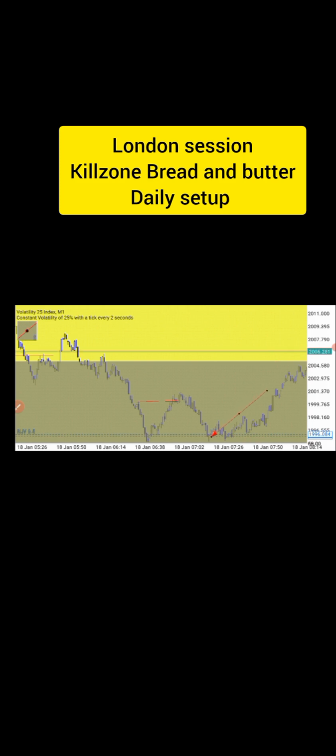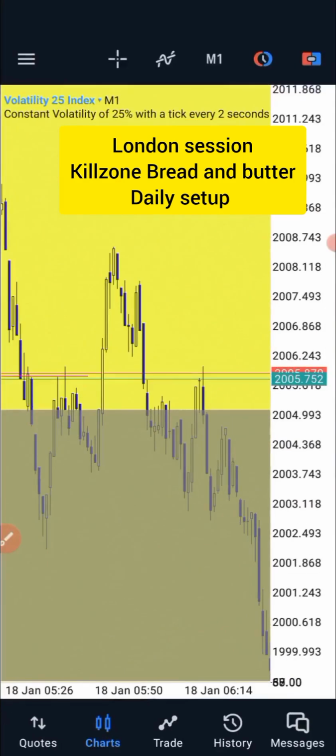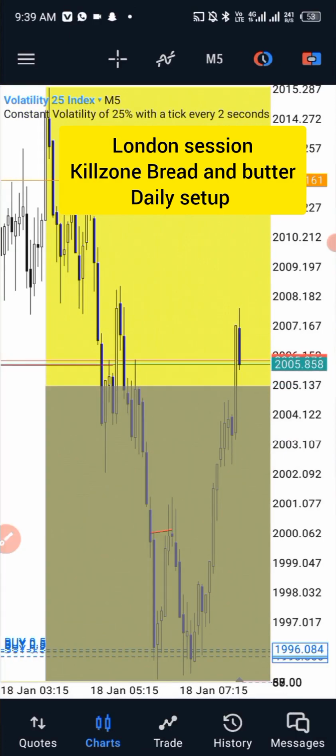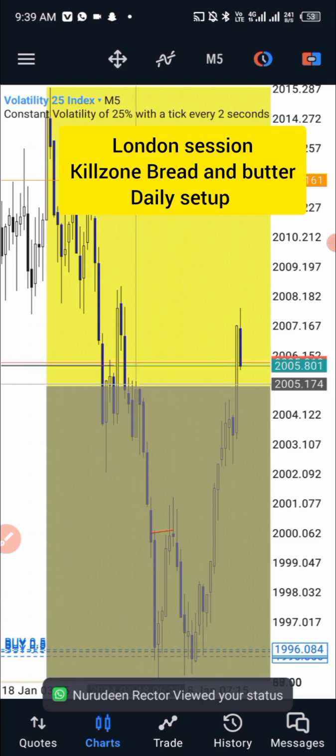So at this area here, I took my entry. Let me bring the cursor here so that you can see. That was exactly 7:23, which is 8:23. I took that trade there. So that is how you can frame your setup, your bread and butter setup.